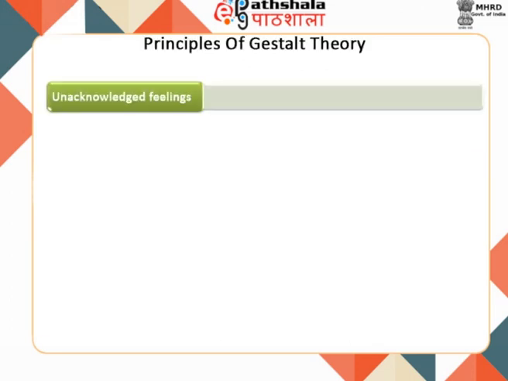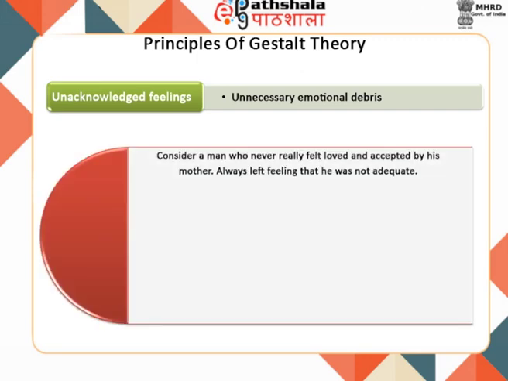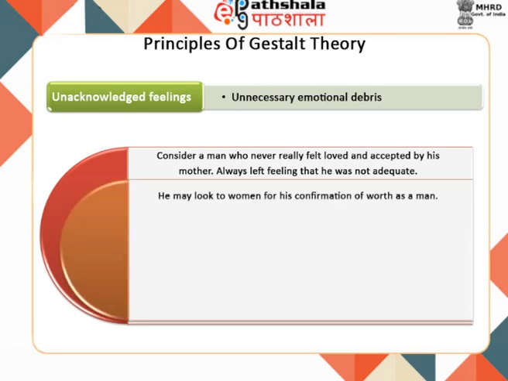Unacknowledged feelings create unnecessary emotional debris that clutters present centered awareness. For example, consider a man who never really felt loved and accepted by his mother. No matter how he sought her approval, he was always left feeling that he was not adequate. In an attempt to deflect the direction of his need for maternal approval in the present, he may look to women for his confirmation of worth as a man.